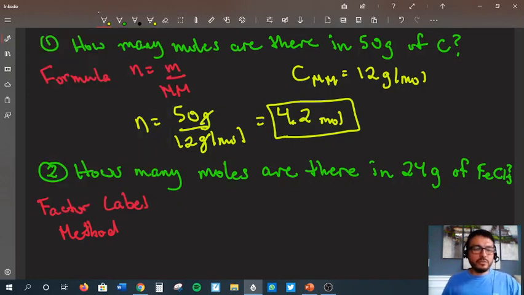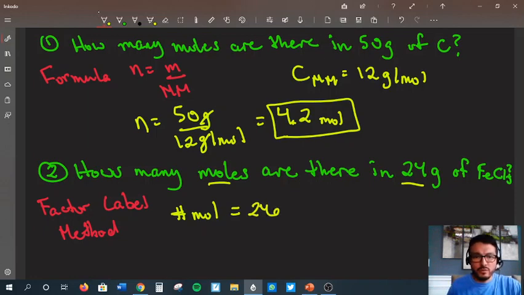Now the general form of the Factorlabel method, if you recall, is write down what you need. So here the question's asking us for moles, so we're going to write down number of moles. We don't know what the number is. We're going to write down the unit because that's the unit we need. Then we write an equal sign. So the general form then asks us to write what we're given. So here we're given 24 grams of iron 3 chloride.